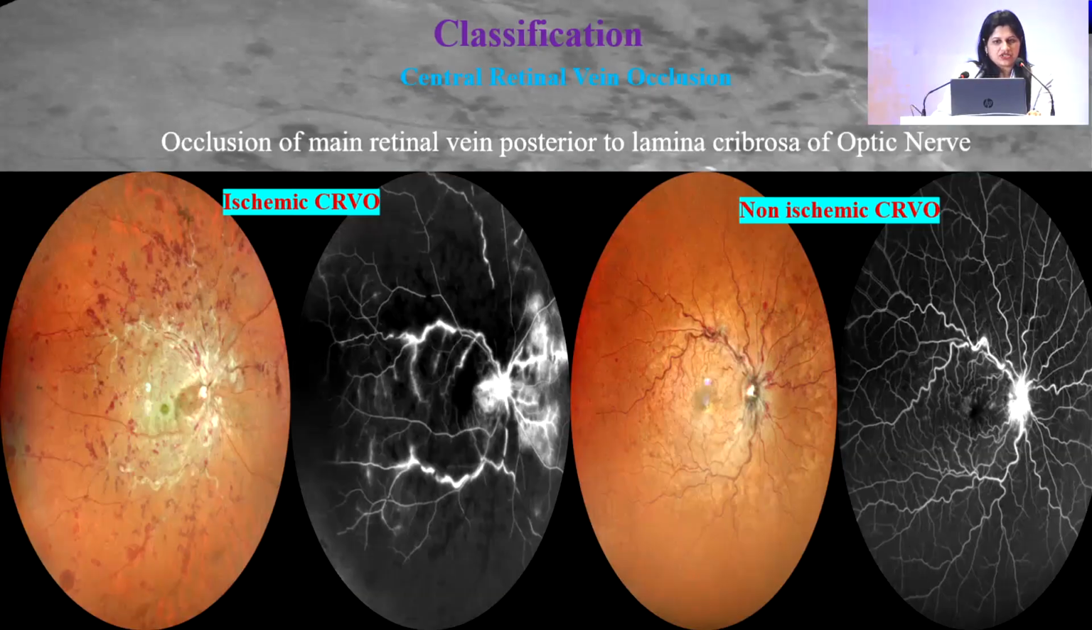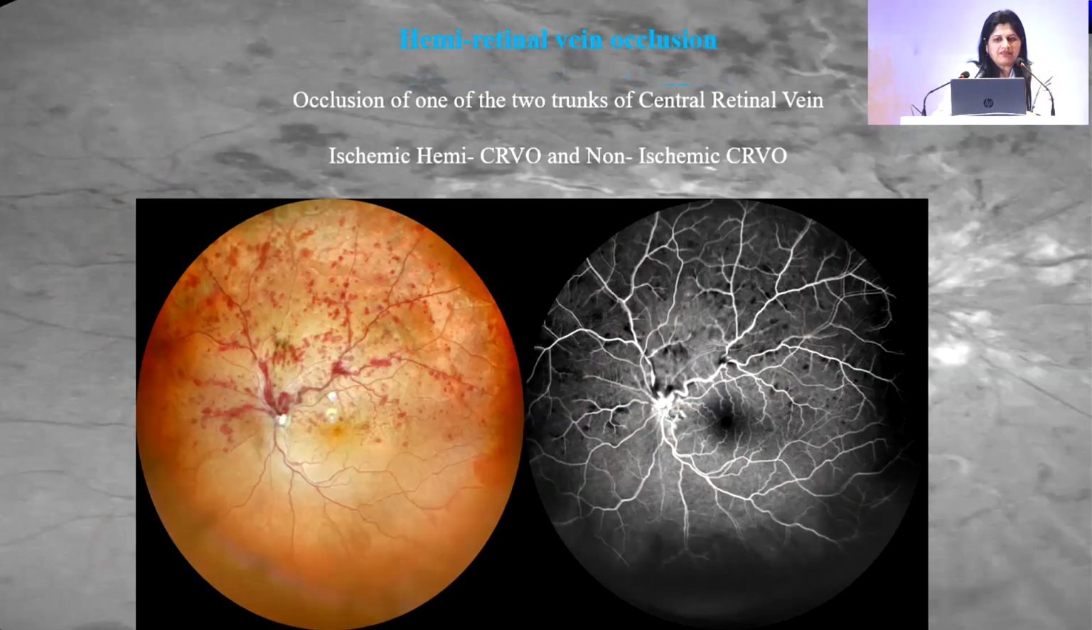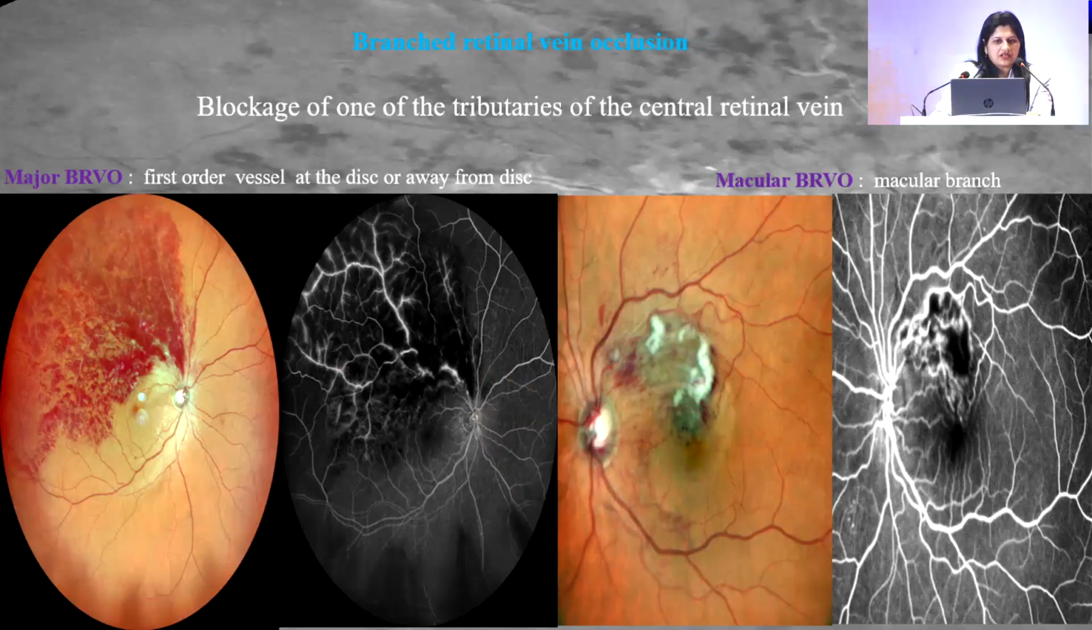Coming to the classification, central retinal vein occlusion is the occlusion of the main retinal vein posterior to the lamina cribrosa of the optic nerve. It can present as ischemic CRVO or the non-ischemic form. Hemiretinal vein occlusion is when one of the two trunks of the central retinal vein gets occluded. It can also present as ischemic or non-ischemic. In branch retinal vein occlusion, there is blockage of one of the tributaries of the central retinal vein. It is called major BRVO when the first order vessel at the disc or away from the disc is involved, while when the macular branch is involved, it is called macular BRVO.